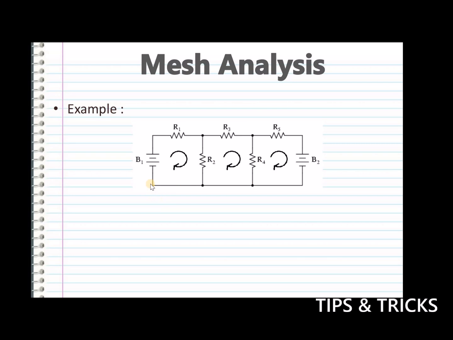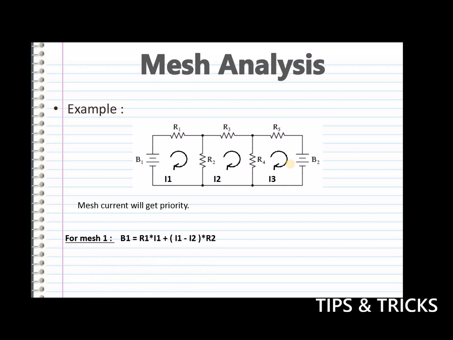Now we will assign a current either in clockwise or anti-clockwise direction. Here we are taking clockwise direction. So, we are taking currents I1, I2, and I3 respectively for mesh 1, 2, and 3. Now I forgot to tell one more important point regarding mesh analysis: here the mesh current will get priority. So, now we have to write 3 equations for 3 meshes.